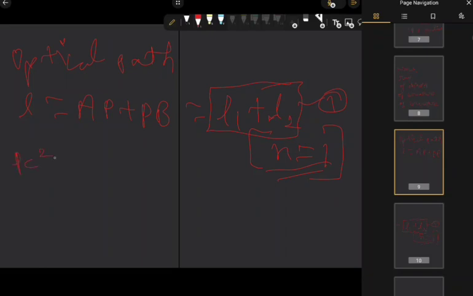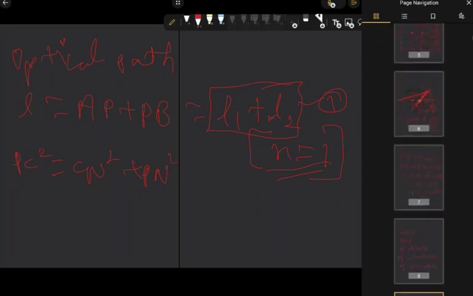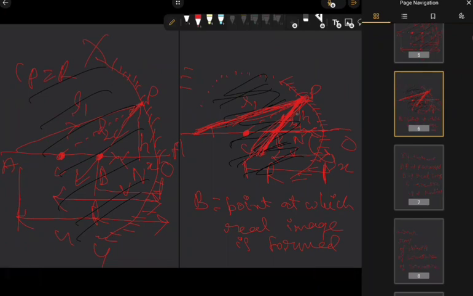Now by Pythagoras theorem, PC square is equal to Cn square plus Pn square. How? Just go to the figure and look at it. This is your PC. Now PC square is equal to Cn square. Cn is equal to this much, and Pn is equal to this much. So Pn is equal to your h.